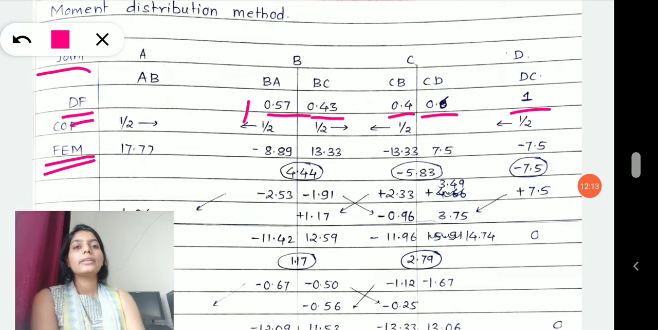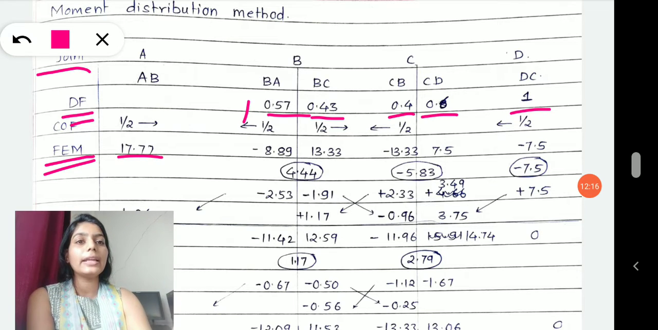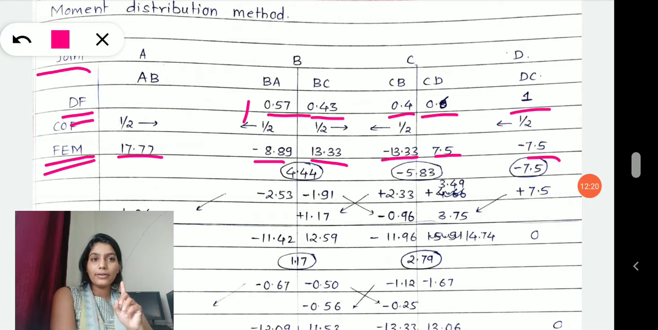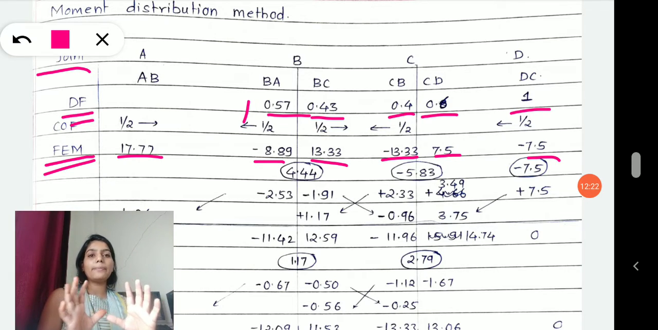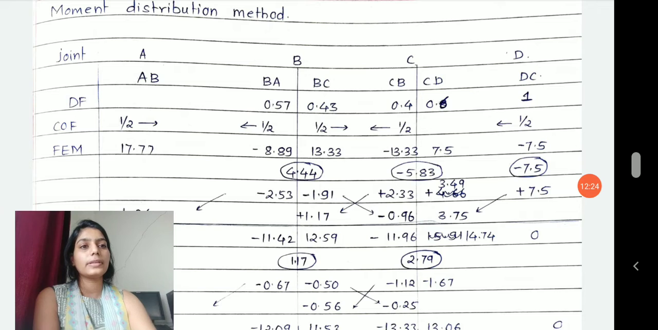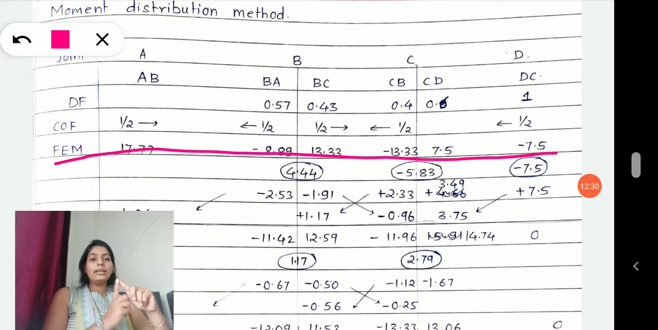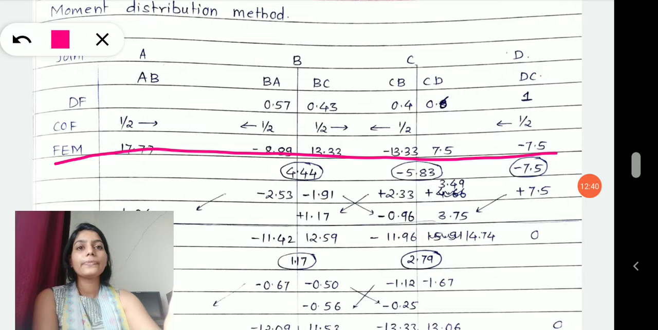Next are the fixed end moments. Write down the fixed end moments which you have already calculated in step number 1. Now everything up to here is already calculated in either step number 1 or step number 2. Hereafter, whatever you do is a part of the iterations.